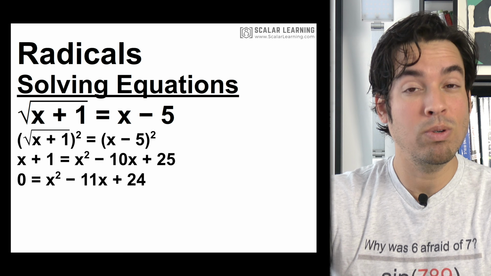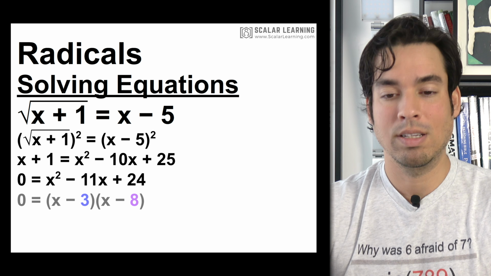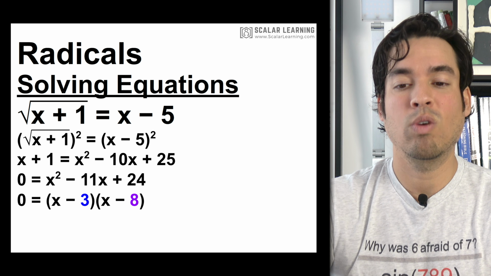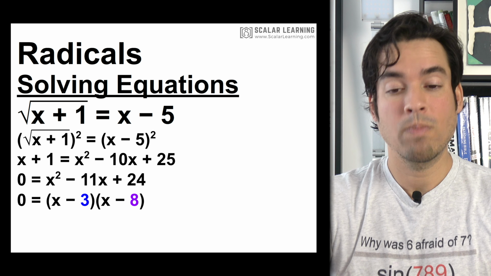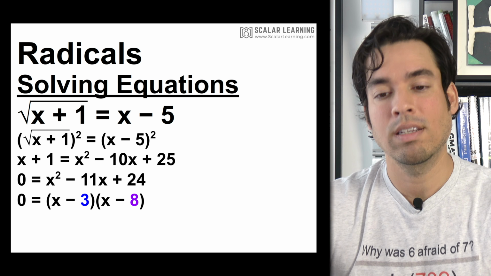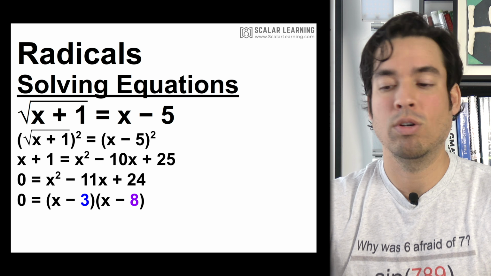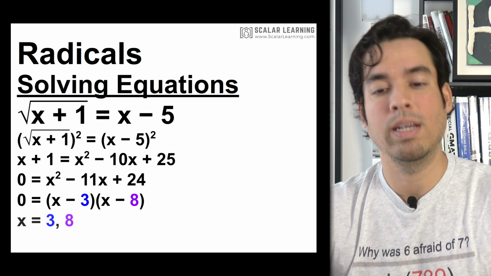Now, if possible, I'd love to factor. If that doesn't work, of course, we have the quadratic formula, but this is factorable. Again, we're asking the question, what multiplies to 24 and adds to negative 11? That's negative 3 and negative 8. So what are the zeros, or what are the solutions? What makes each binomial go to 0? It would be positive 3 and positive 8.